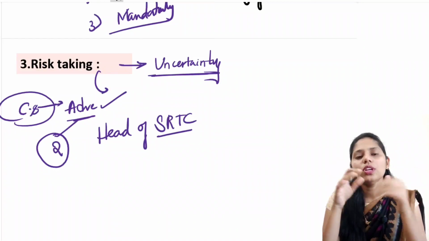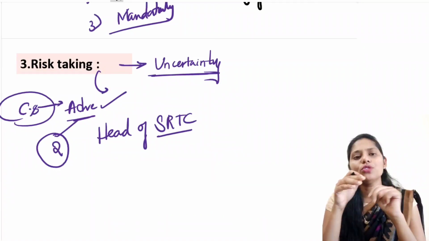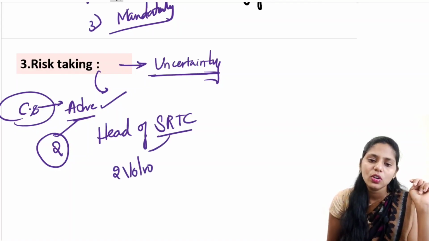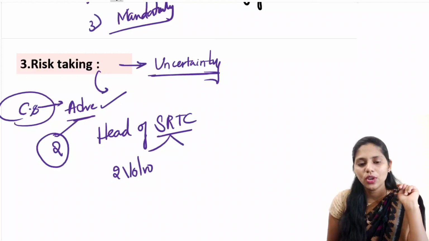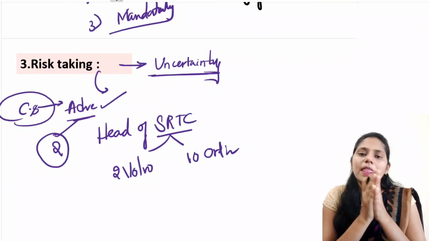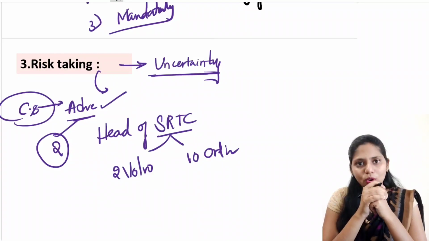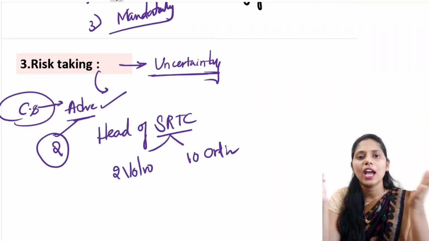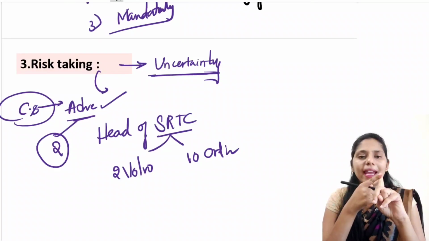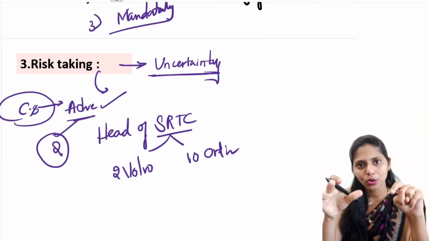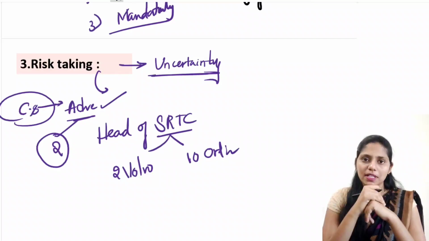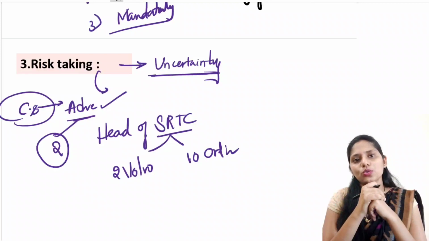So what happened? You need to buy buses. You have two options. One is to buy 2 Volvo buses, or on the other side you can buy 10 ordinary buses. You are head of the State Road Transport Corporation and you have to buy buses, and you have two options now: buy 2 Volvo buses at the same cost, or if you go for ordinary buses you can get 10 buses. So which option do you choose?